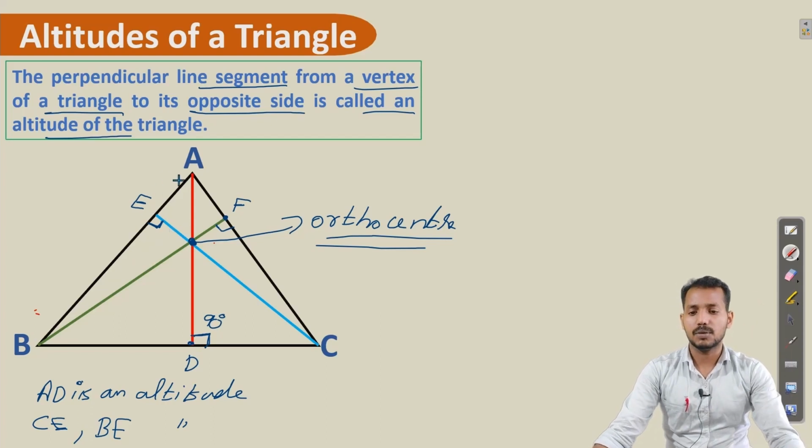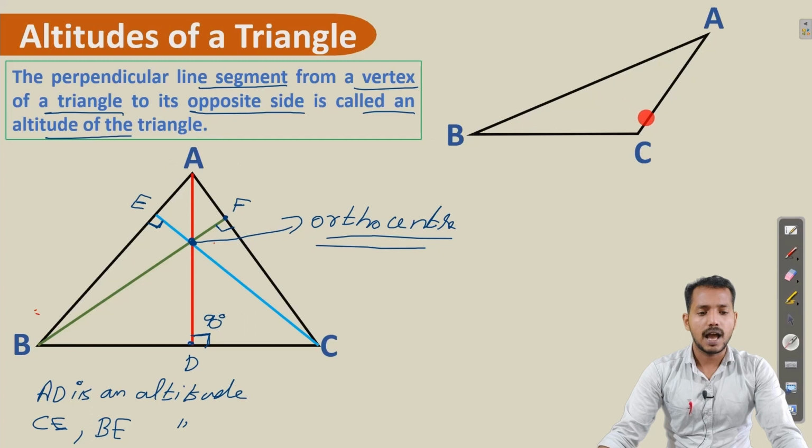Let's see that. Because this is an acute triangle, let's take an obtuse triangle. This is an obtuse triangle because angle C is an obtuse angle, more than 90 degrees. Now I am going to draw an altitude from the vertex A to the base BC. So that line should be perpendicular to the base BC. So what will happen? Let's see. I am representing it by a dotted line. This line becomes perpendicular to BC.